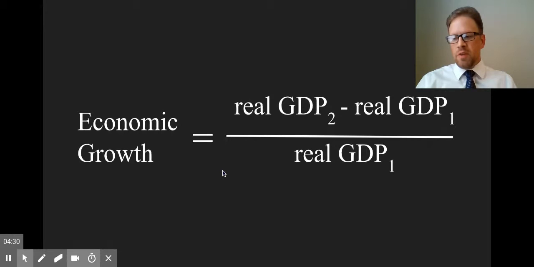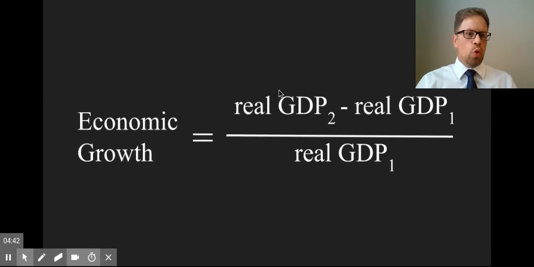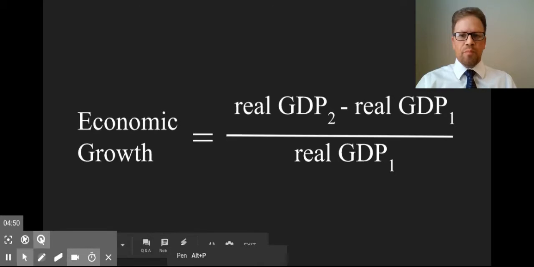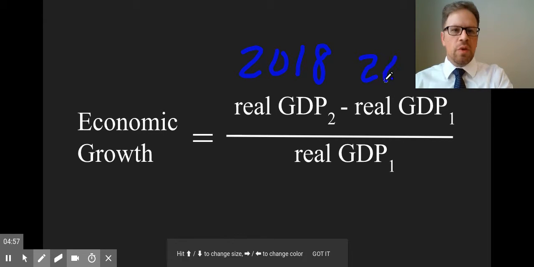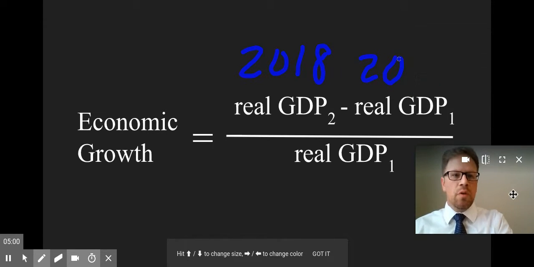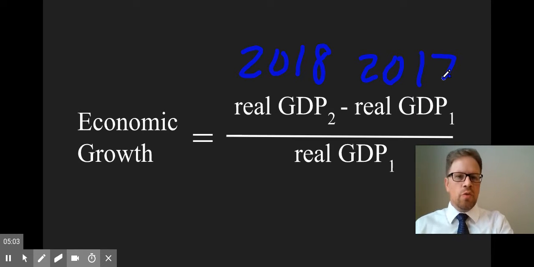Using real GDP from different years, economic growth can actually be calculated using this equation. So economic growth is equal to real GDP from a second time period, this is usually going to be the newer time period, minus real GDP from the first time period. So generally speaking, this one would probably be like 2018, and this one would be the information from 2017. So this one minus this one, and then the number you get there, you divide that by whatever the real GDP was for 2017.